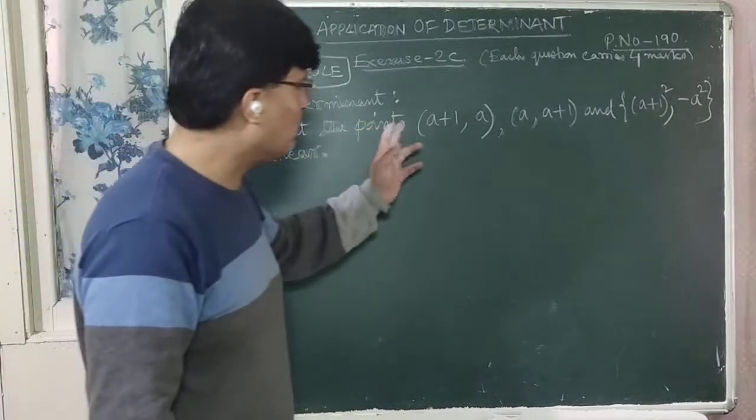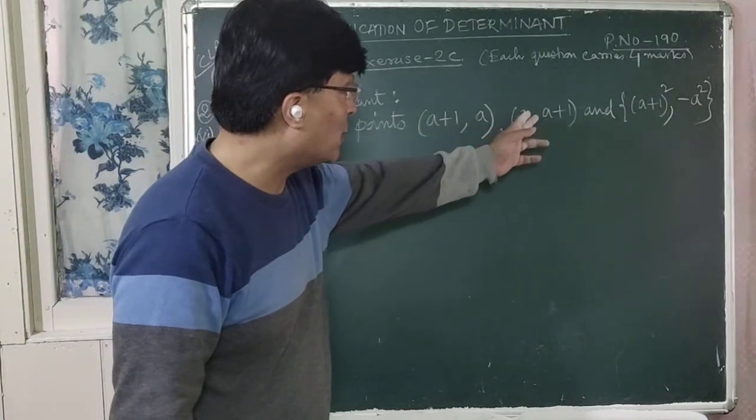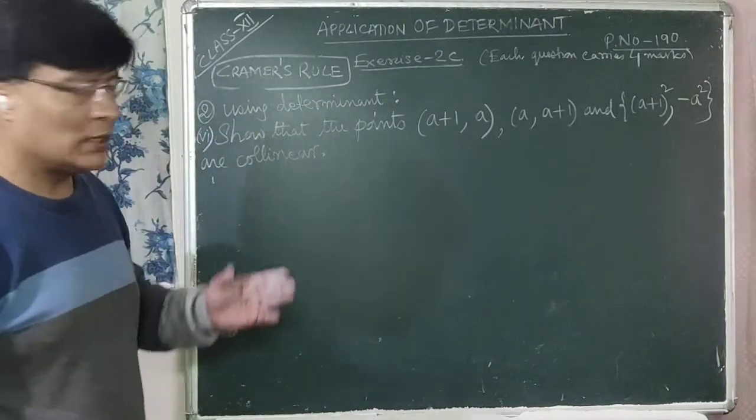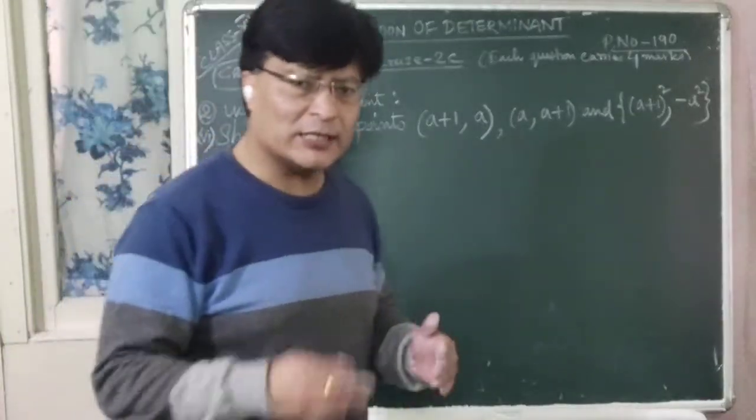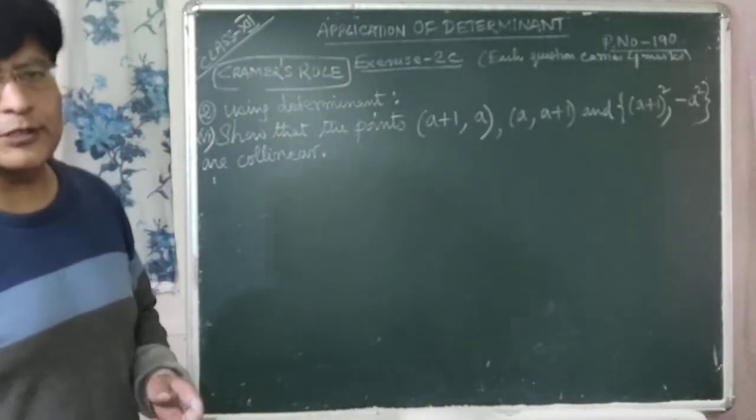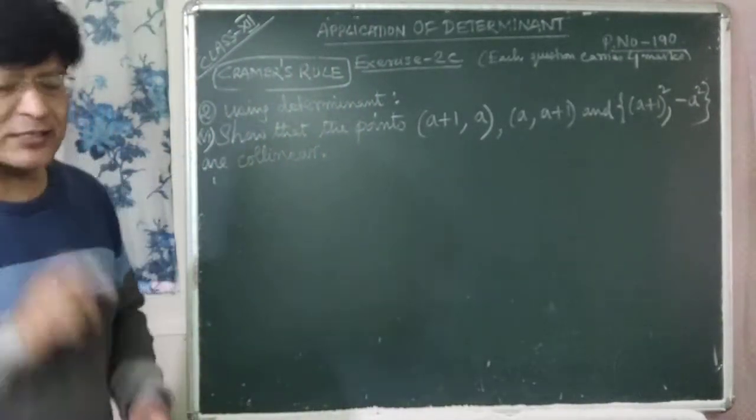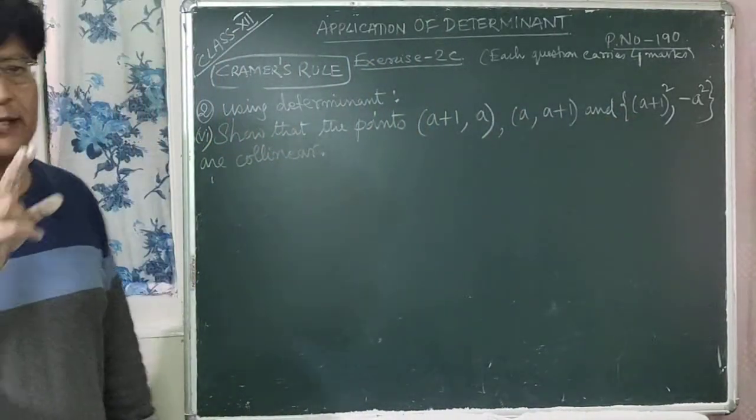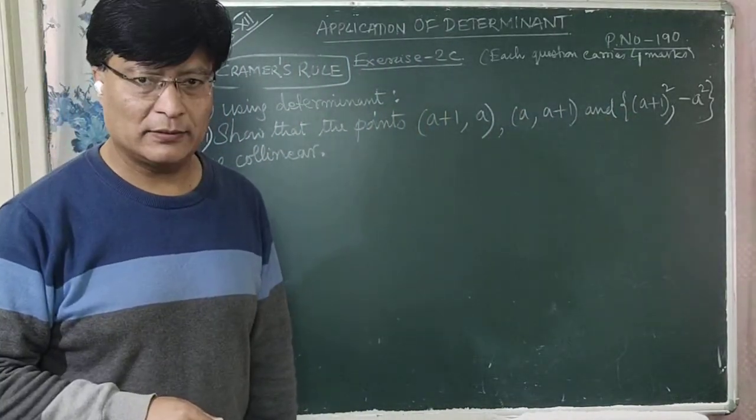So that the 3 points a plus 1 comma a plus 1 and a plus 1 whole square comma minus a square are collinear. In this case also you have to prove using determinant that these 3 points are collinear. Okay? Let us assume that these 3 points are the 3 vertices of a given triangle.